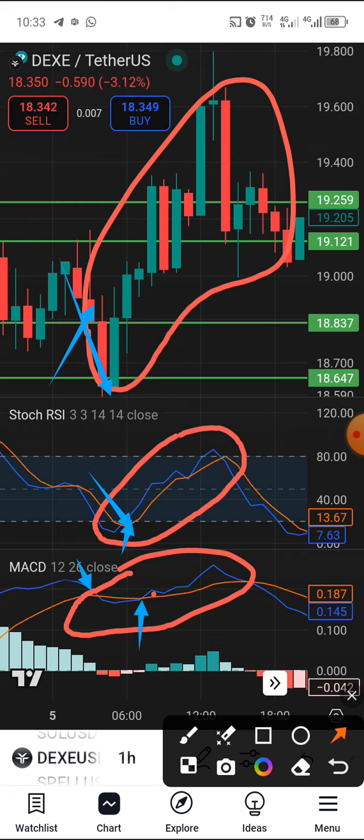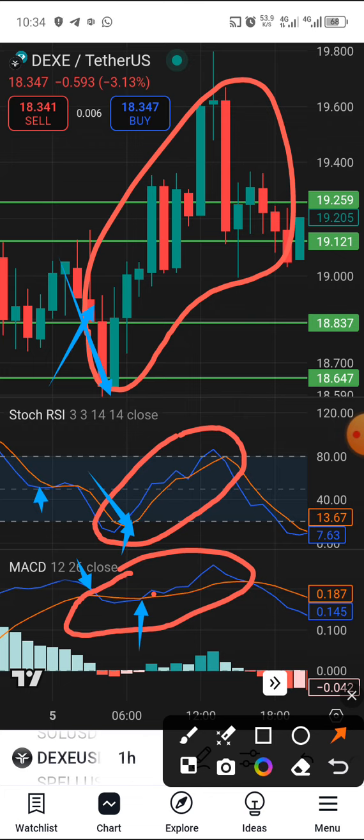Okay, I'm trying to put it into simple words so that any one of you can understand it better. This blue line here, it is the signal line. It moves according to the market in real time, because RSI is a real-time indicator. Likewise, the MACD is a lagging indicator. I hope you can understand what lagging is. It's not a real-time indicator.